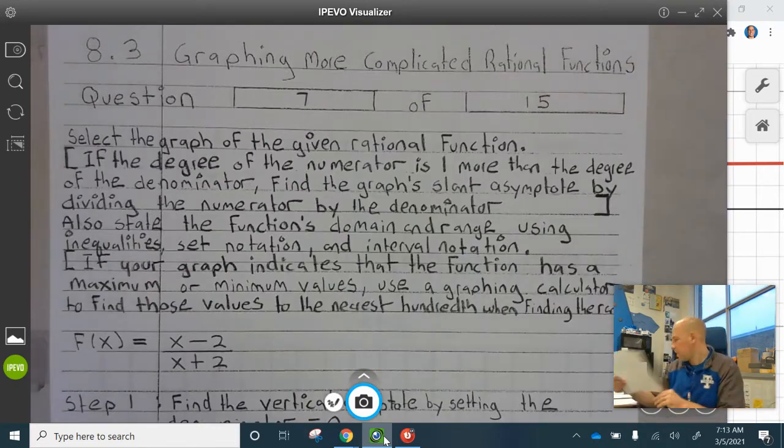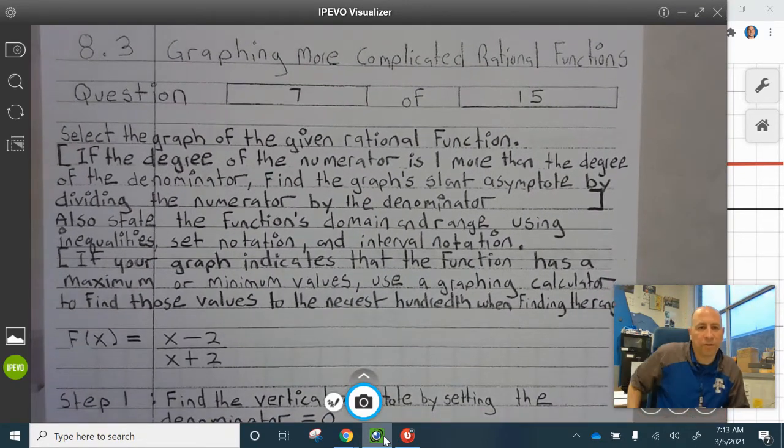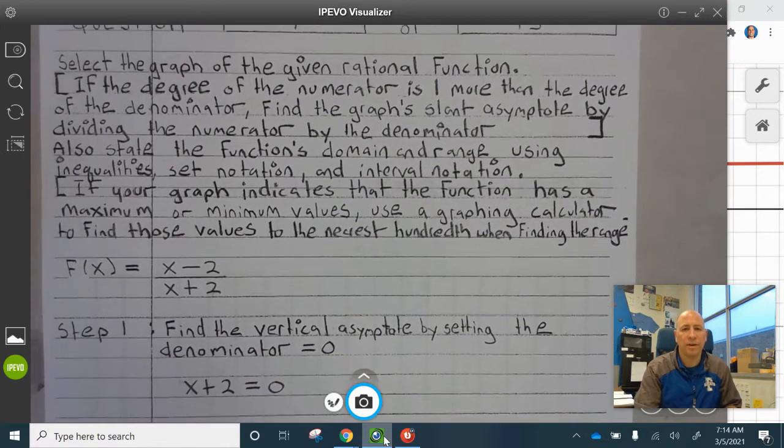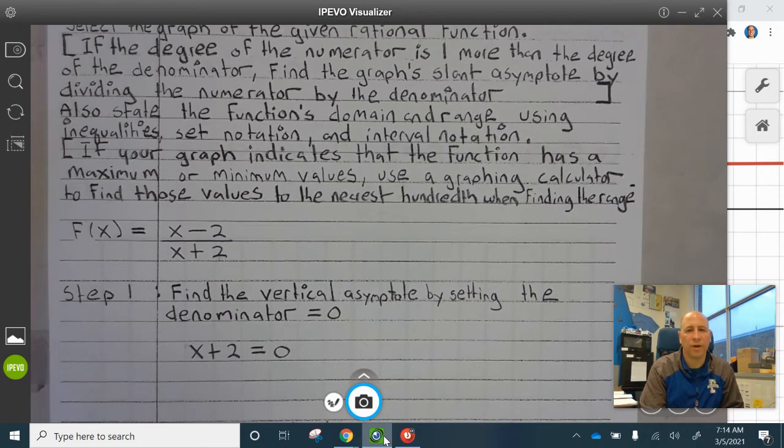All right, let's take a look at question number 7. Select the graph of the given rational function. If the degree of the numerator is 1 more than the degree of the denominator, find the graph's slant asymptote by dividing the numerator by the denominator. Also state the function's domain and range using inequality, set notation, and interval notation. If your graph indicates that the function has a maximum or minimum value, use a graphing calculator to find those values to the nearest hundredth when finding the range.